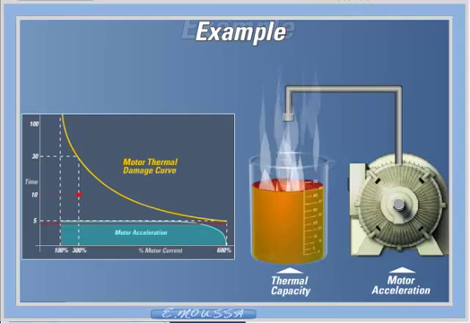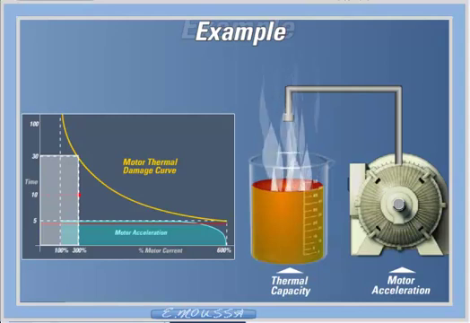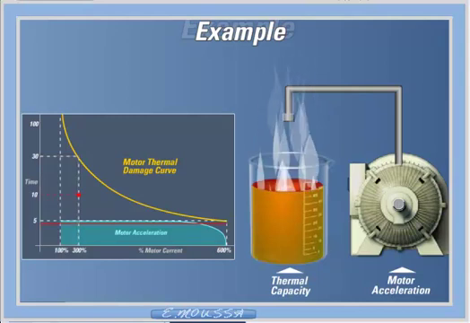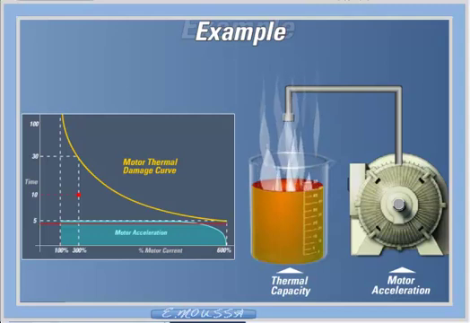From the graph, we can see that the motor can draw 300% of its rated current for 30 seconds if no thermal capacity had been used. Since 80% of the motor's thermal capacity had already been used, which represents 24 of the 30 seconds available at 300%, the motor can only draw 300% current for an additional 6 seconds.